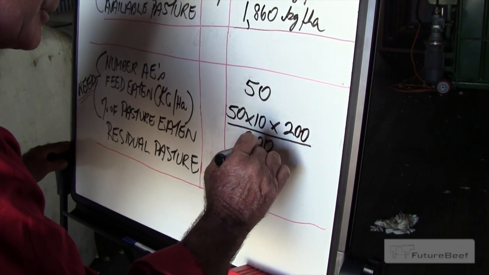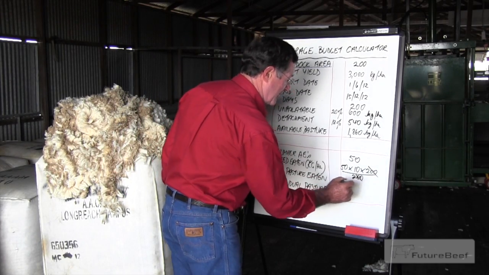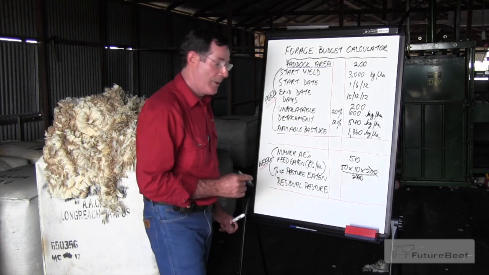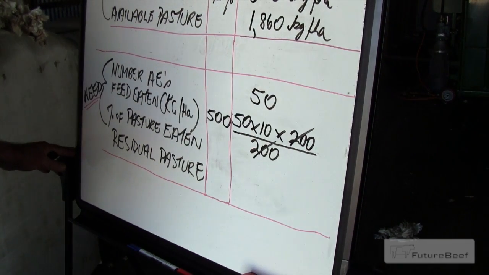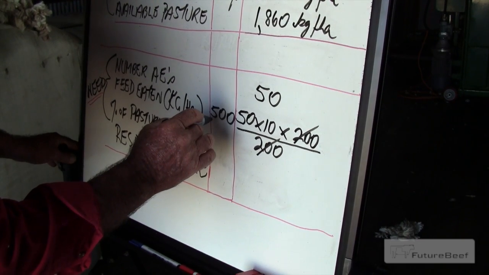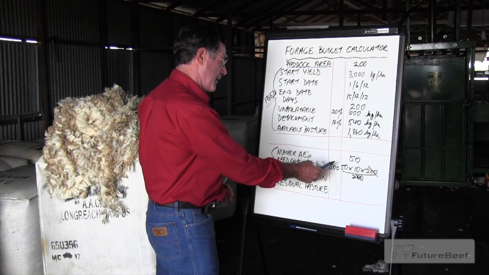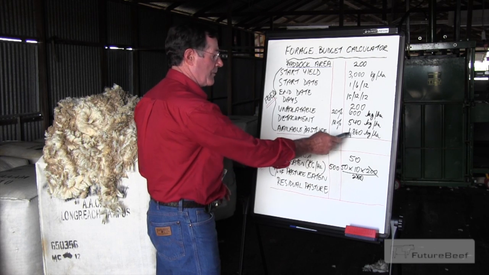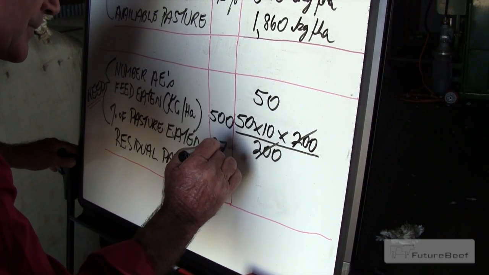Now luckily for me, these calculations can be pretty simply done. Cross out this, and the answer is 500 kilograms per hectare is going to be eaten from the paddock. So the next thing we need to work out is how much is that as a percent of the pasture available to cattle to graze. So if we take our 500 kilograms per hectare and divide it by 1,860, it comes to 27%.